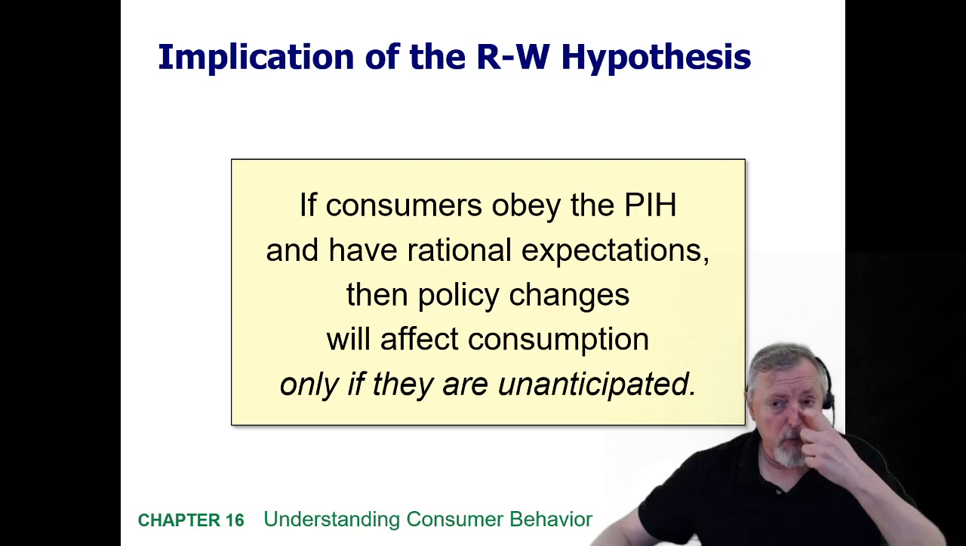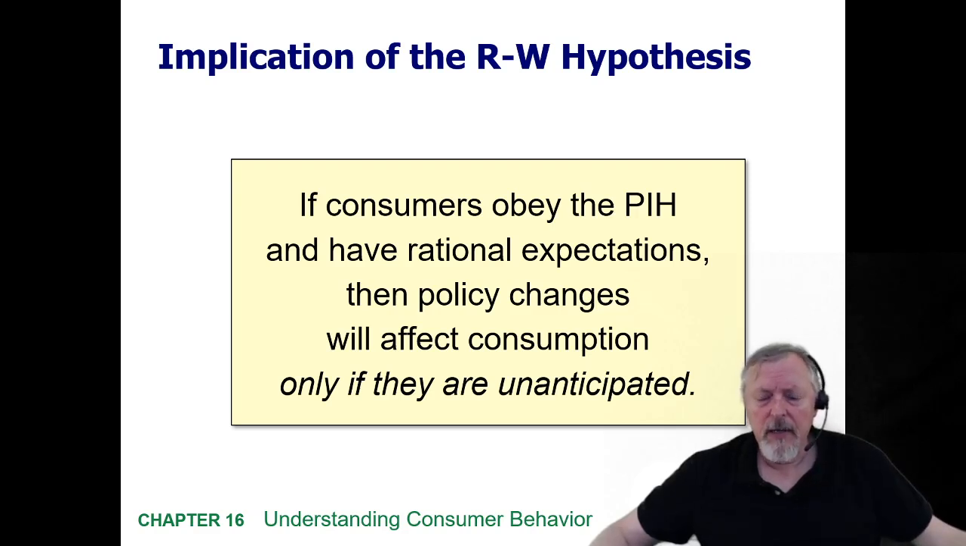This result is very important because many policies affect the economy by influencing consumption and savings. For example, a tax cut to stimulate the economy only works if consumers respond to the tax cut by increasing spending. The random walk hypothesis says that consumption will only respond to the change if consumers had not anticipated the tax cut.